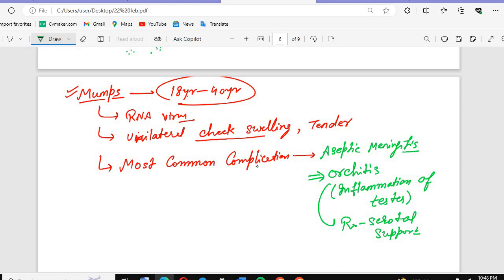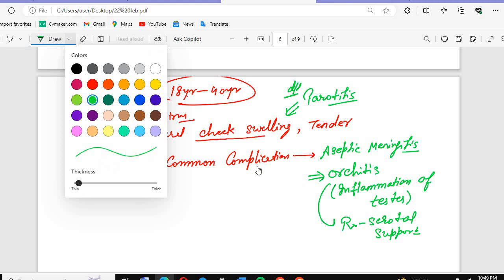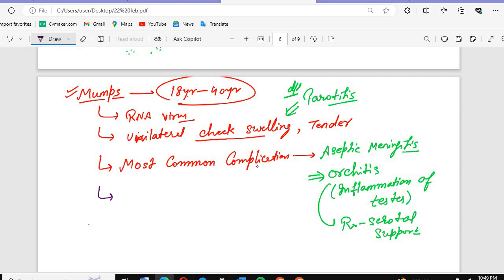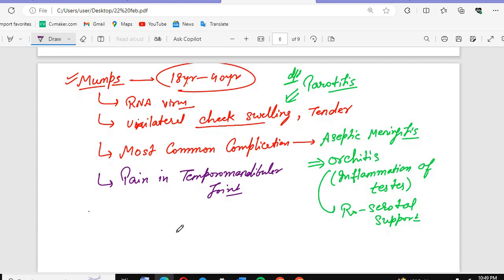Along with that, we will see unilateral cheek swelling. So we can say it's due to parotitis, or parotid gland inflammation. We will see the cheek swelling, and along with that there will be pain. Where will the pain be? Pain in the temporomandibular joint.